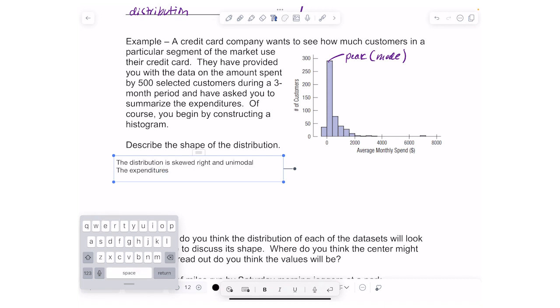So the expenditures are negative. And I'll put here in parentheses that it could be refunds to a credit card. And then we also have that extreme value. So there's a very large value. It stands out from the rest of the data, of about $7,000.